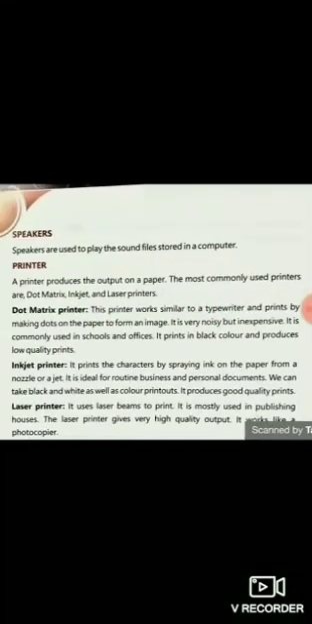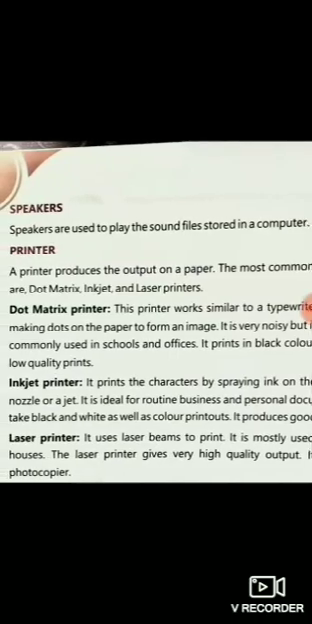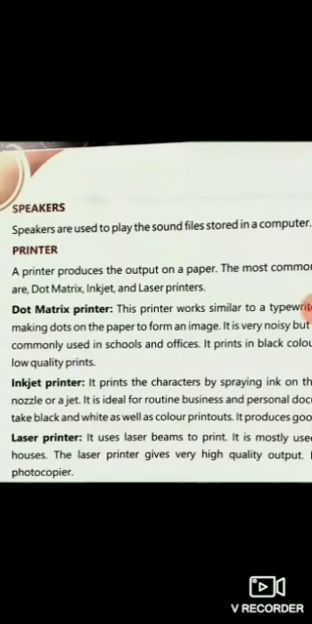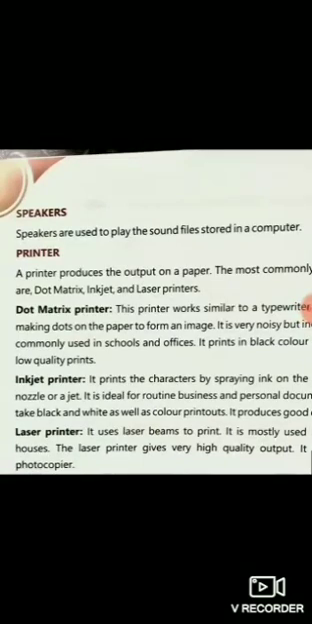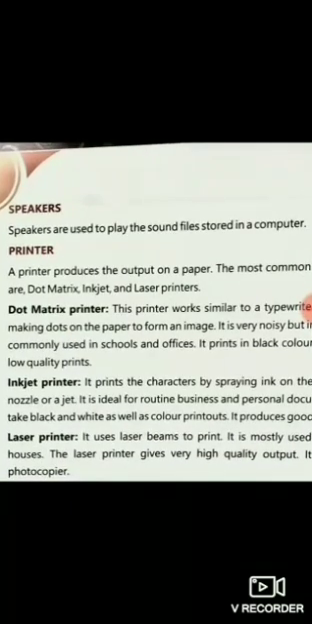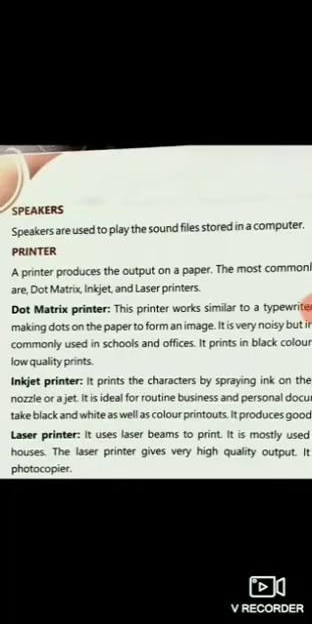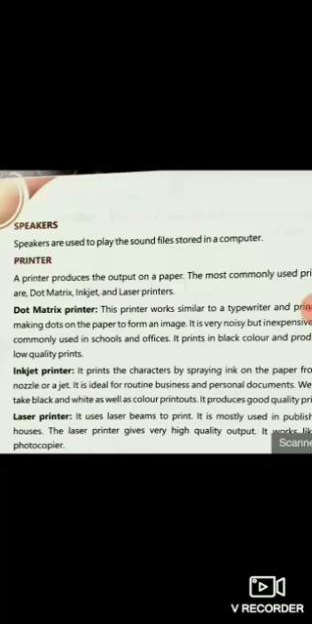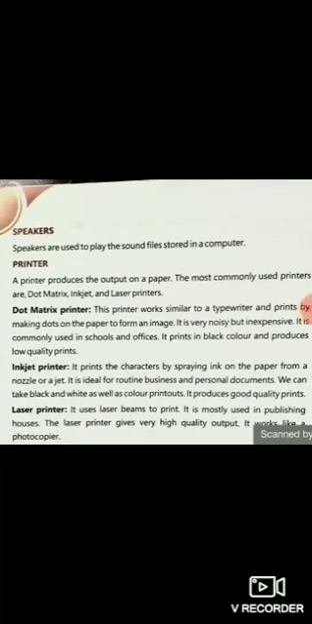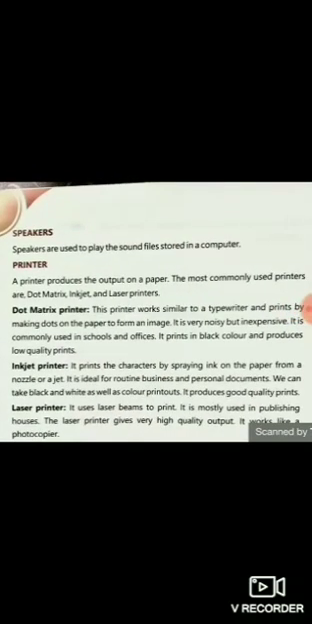The next output device is speakers. Speakers are used to play the sound files stored in a computer. The next one is printer. A printer produces the output on a paper. The most commonly used printers are dot matrix, inkjet, and laser printers. So basically printers are also classified into three categories. Let's talk about one by one.